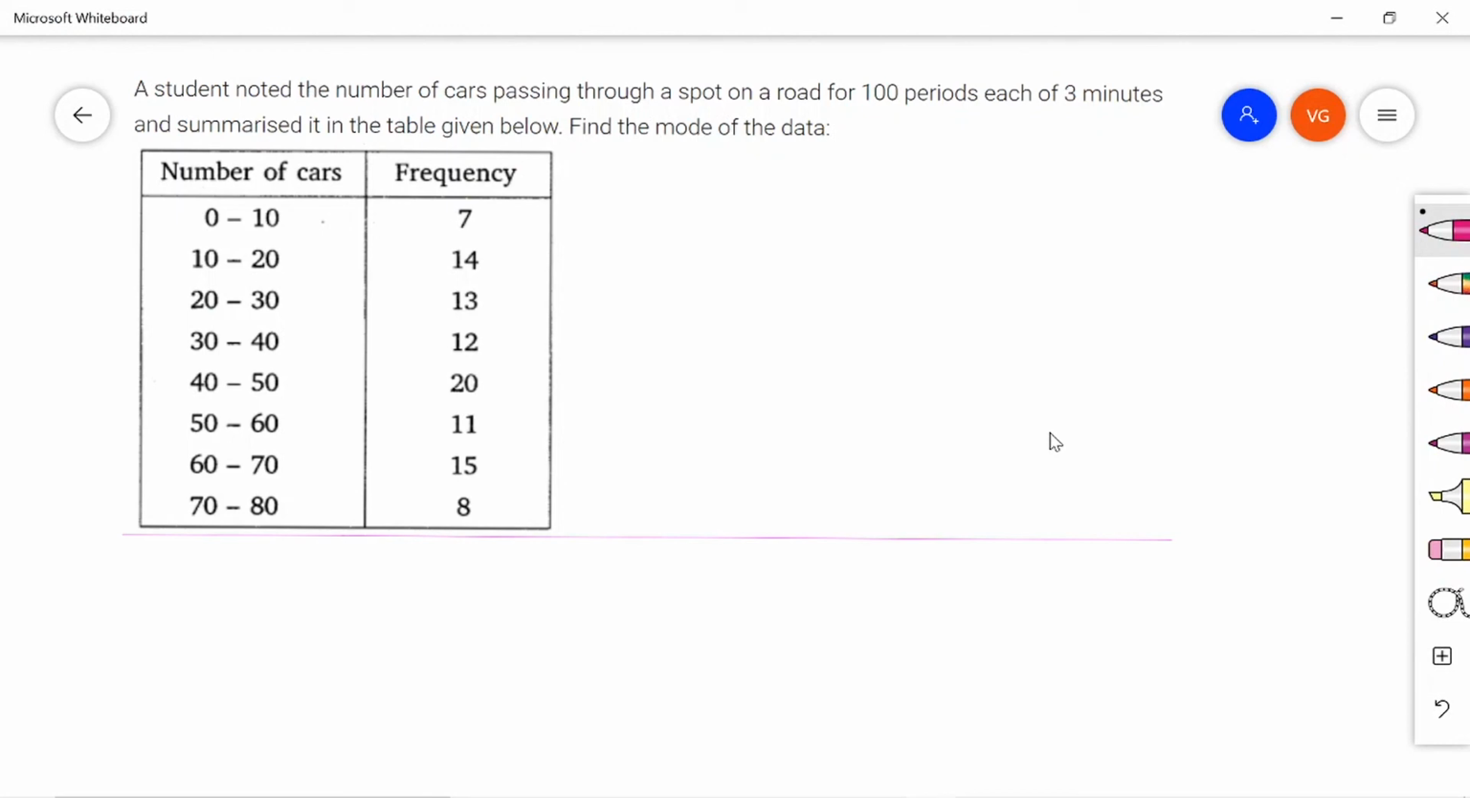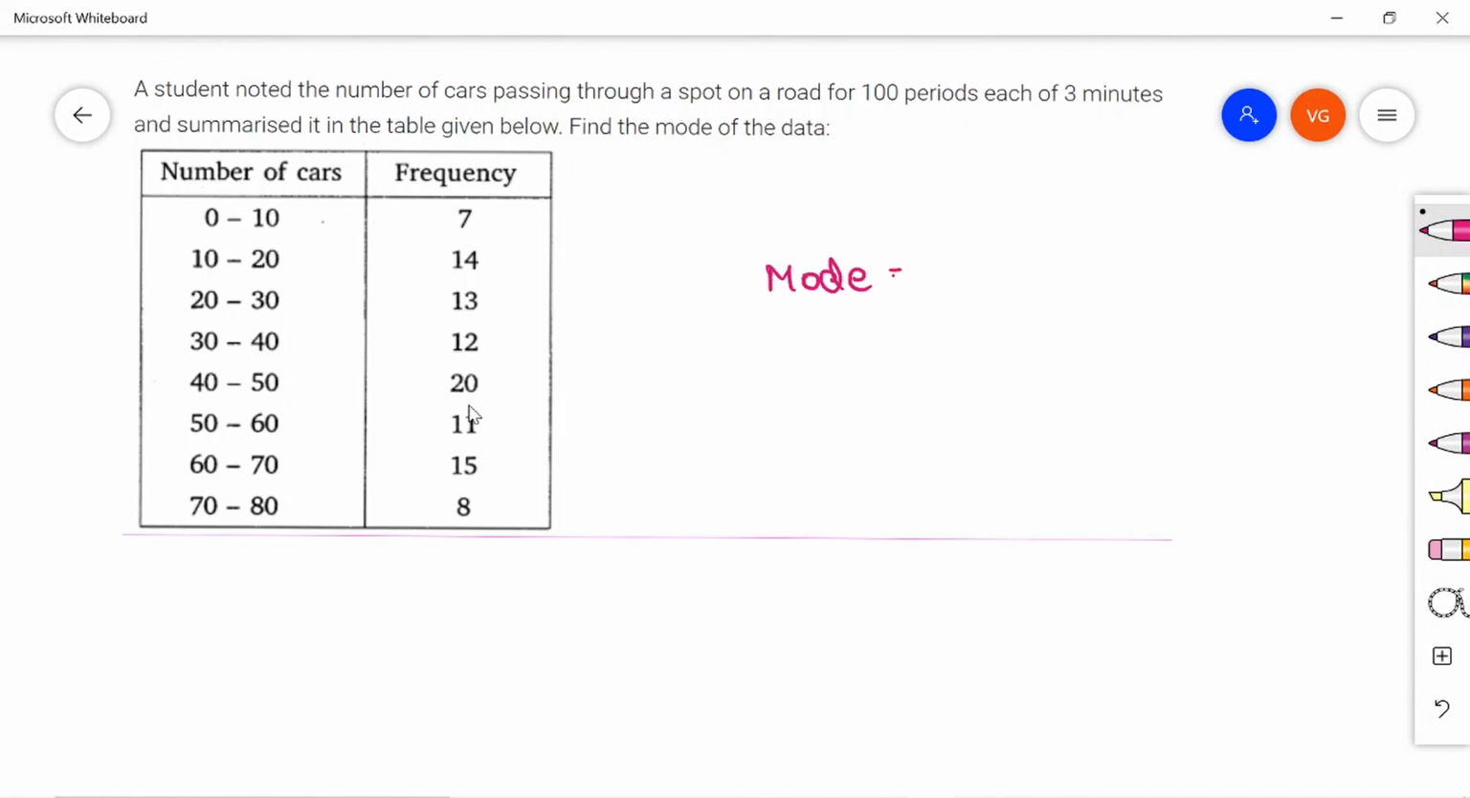The last question in this exercise is, a student noted the number of cars passing through a spot on a road for 100 periods, each of 3 minutes, and summarized it in the table given below. So find the mode of the given data. So the number of cars were 0 to 10 for 7 times, like this he has noted down. So we have to find out the mode here.